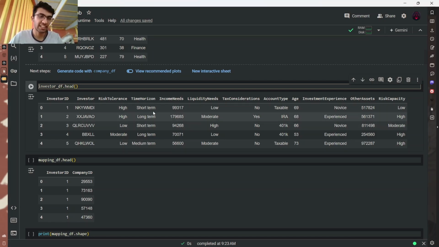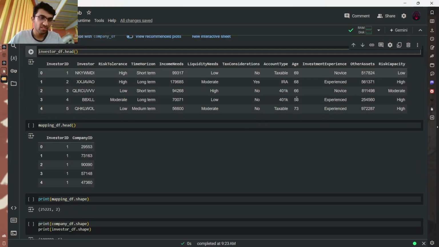tolerance for the investor, time horizon, which is short term or long term, income needs, liquidity needs of the investor, the tax consideration of the investor, and if the account type is taxable or non-taxable, age of the investor, investment experience, which is novice or experienced, other assets which the investor owns, and the risk capacity of the investor, which is low, high, or moderate.